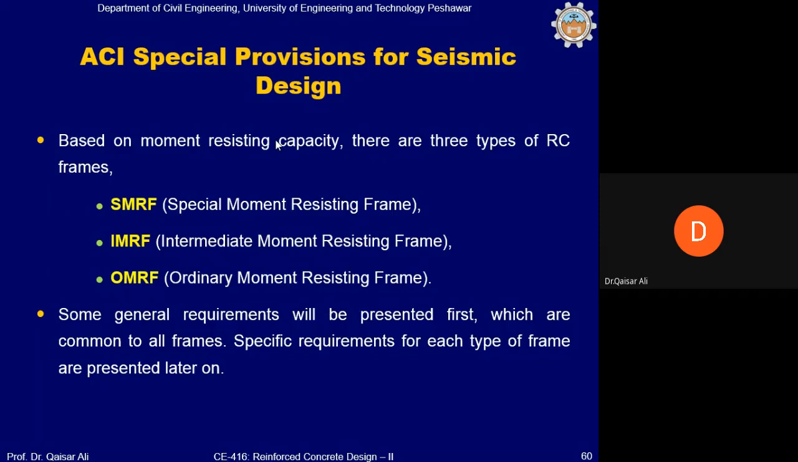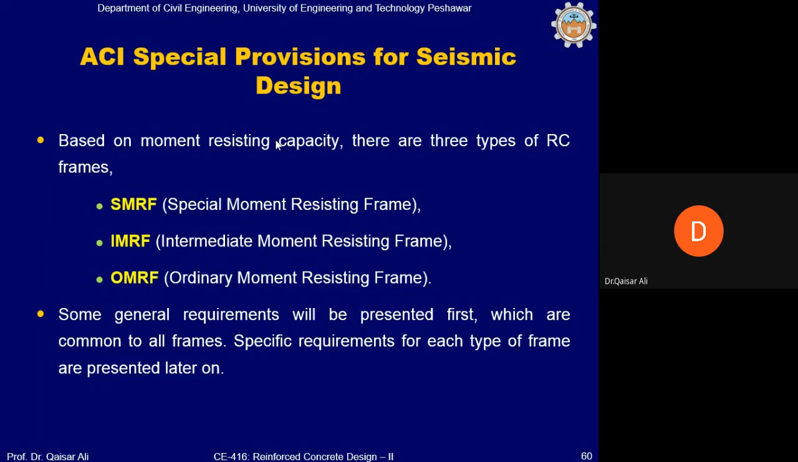For this, R factor can be taken as 8.5, but then there are very strict provisions for this frame. And you will see that there are a lot of provisions which need to be fulfilled, and only then you can take R is equal to 8.5. This is special moment resisting frame.